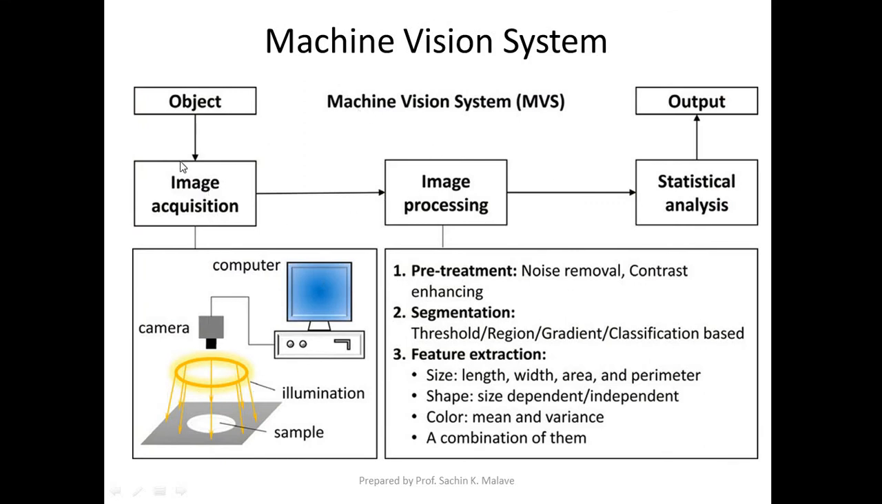As you can see, this is the object, and the object is going to have image acquisition. The image will be acquired of this sample whose dimension is to be taken. Illumination is the light source, and this is the computer. This is the camera which is going to take the image, or the video of that particular situation, and that will be fed to the computer. So that is the image acquisition part.